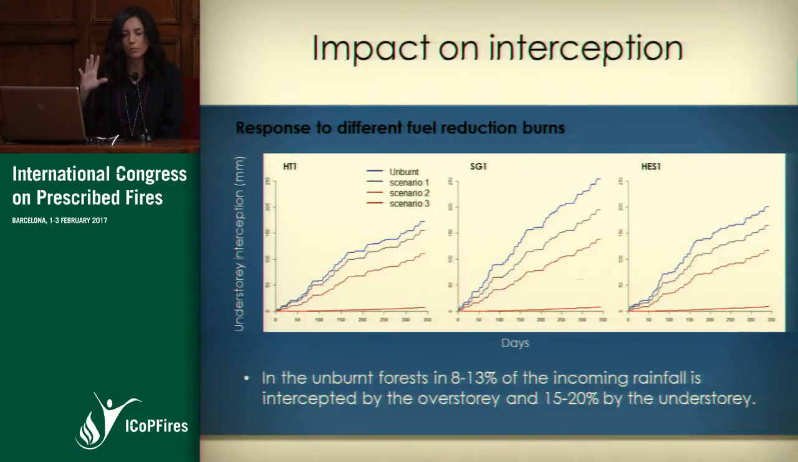Now, this is what the model spits out, basically, of what happens after burning. The first one is interception. What happens to interception is that, obviously, in an unburned forest, we have much more interception. That's about 8 to 13% of the incoming rainfall intercepted by the overstory, and about 15 to 20% by the understory. Now, this is highly variable depending on the leaf area index that the forest has. So we need to consider that.